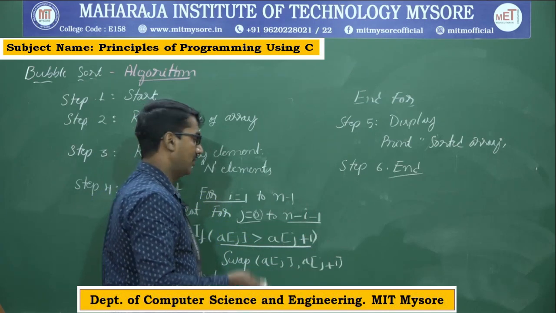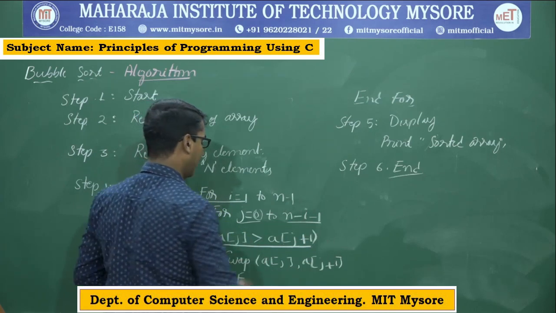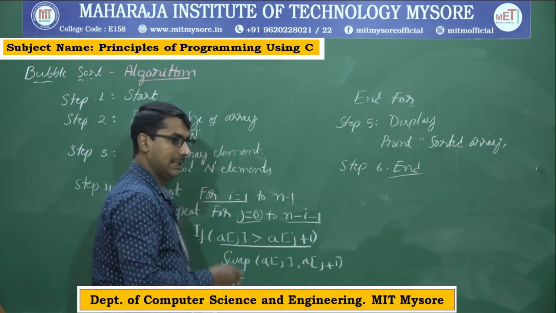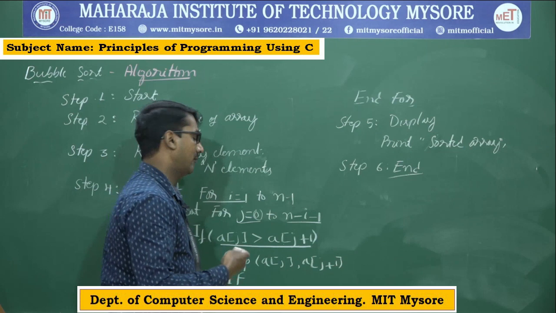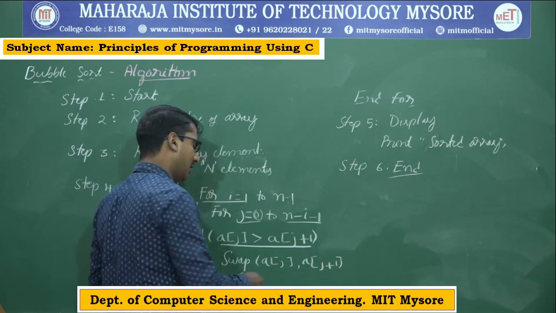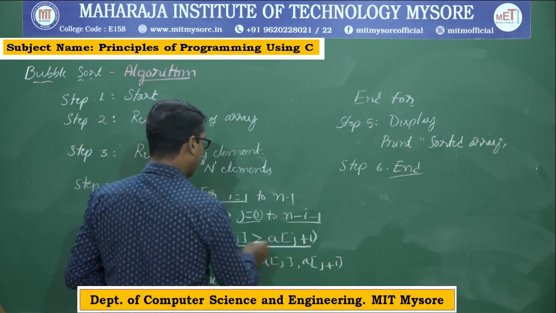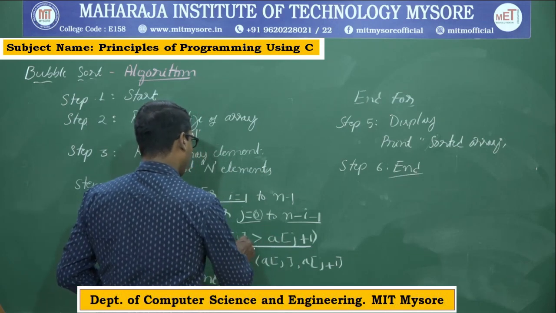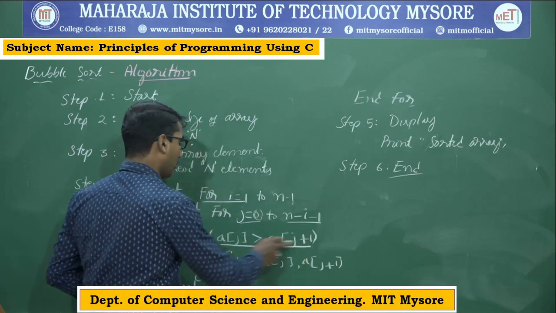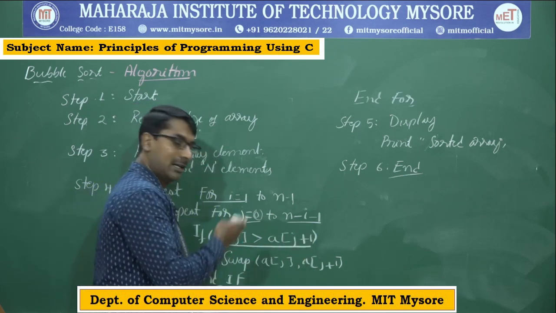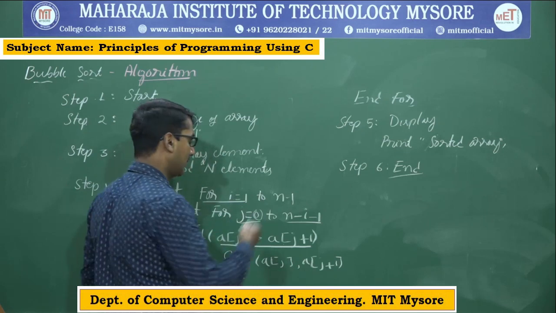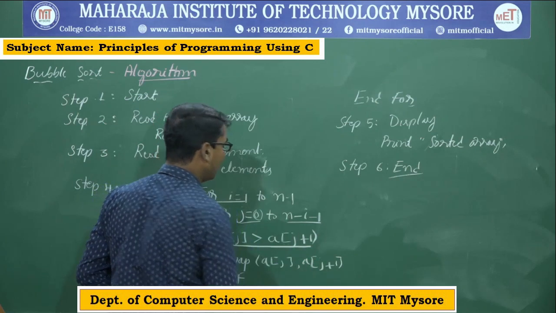So next element. So the second element and the third element. If the second element is greater than the third element, the values will be exchanged. If the second element is smaller than the third element, the third element is compared with the fourth element. So next iteration, a of 2 greater than a of 2 plus 1 means a of 2 and a of 3. So the third element and the fourth element. If the third element is greater than the fourth element, then the values will be exchanged.